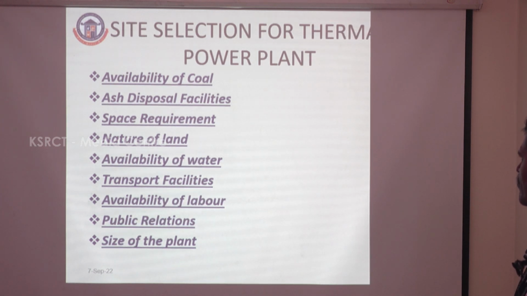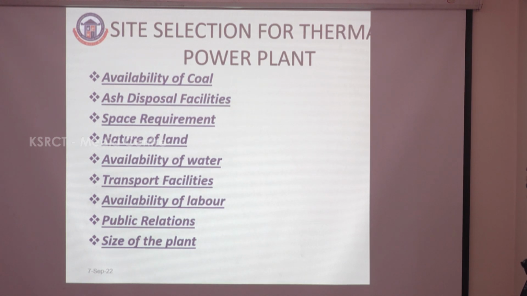Availability of coal. You know that coal is available in Tamil Nadu. Neyveli is the only area where coal is available in our state. So the Neyveli Lignite Corporation is installed in this area. Next, the Mettur thermal power plant. The coal is imported from Australia because our coal is not enough to complete the production of steam. So that's why the Indian government imports coal from Australia.